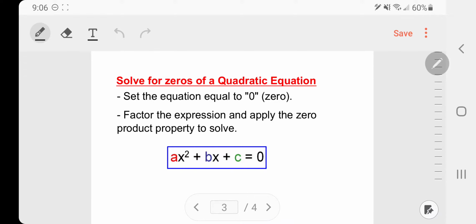Hey everyone. In today's lesson, we're going to take a look at solving for the zeros of a quadratic equation, specifically today by factoring without a leading coefficient.